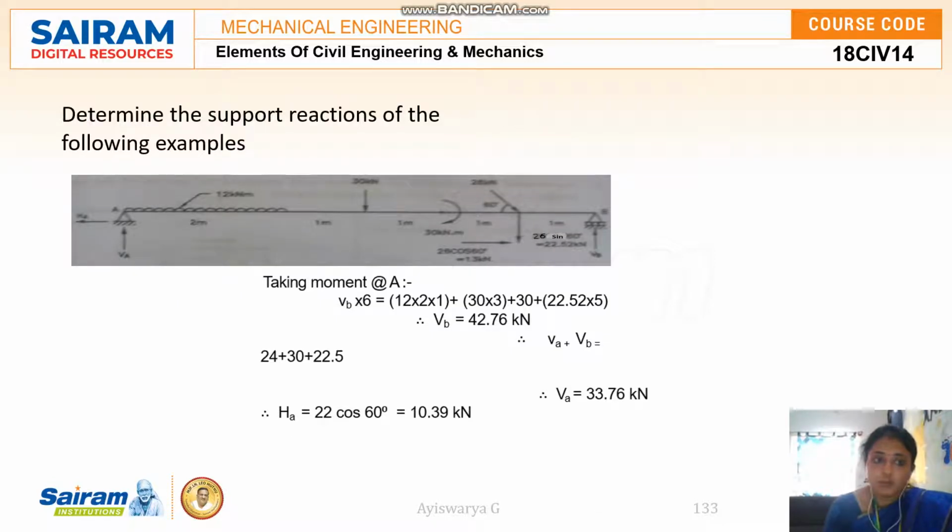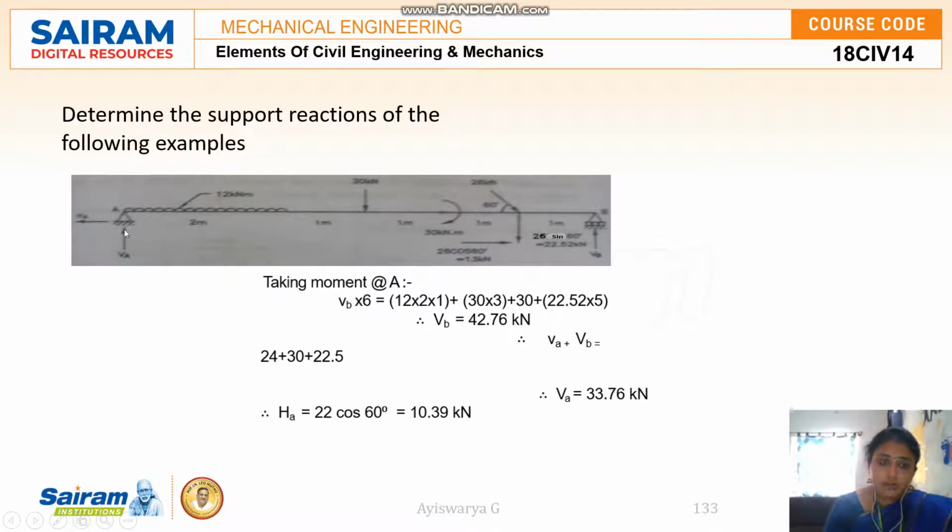Okay, the second numerical is to determine the support reactions of the following example. See guys, here you can see a continuous beam. In this beam A is a hinge support and B is a roller support. In between you can see there is a UDL, point load, moment and inclined load.